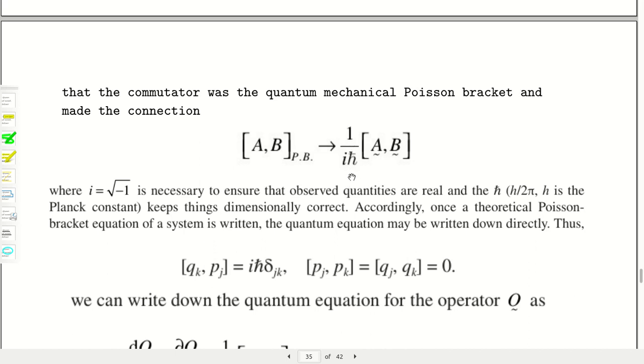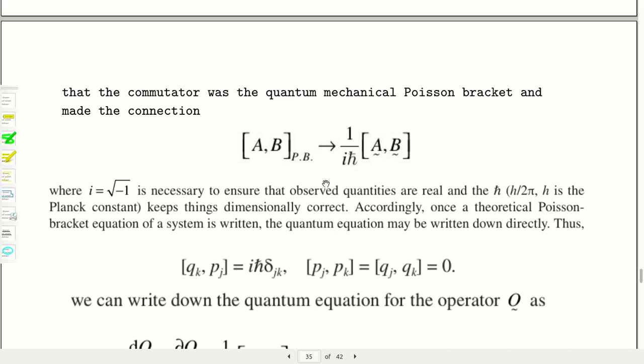So 10 to the power minus 34 is multiplied to the commutator bracket to give you the Poisson bracket. So the classical mechanics and the quantum mechanical physics will differ by a huge number, of the order of 10 to the power minus 34, in the transformation of the Poisson bracket to the commutator bracket.